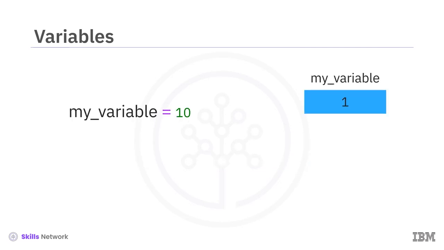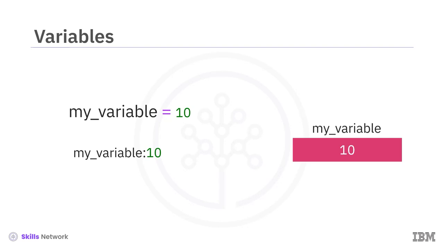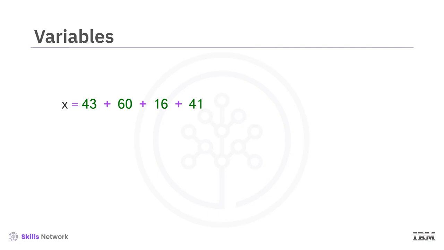We can assign a new value to my_variable using the assignment operator. We assign a value of 10. The variable now has a value of 10. The old value of the variable is not important. We can store the results of expressions. For example, we add several values and assign the result to x. X now stores the result.